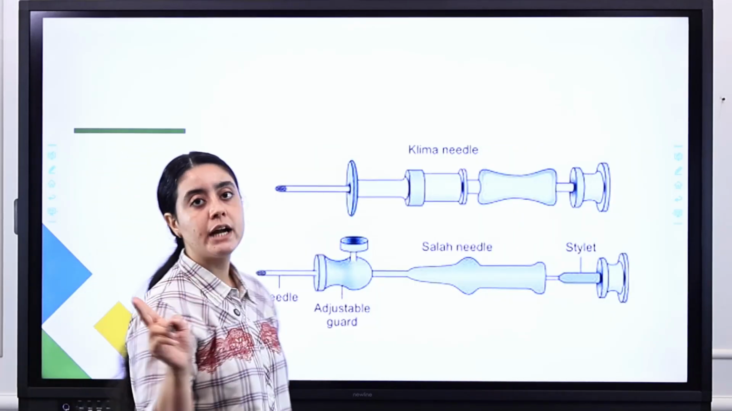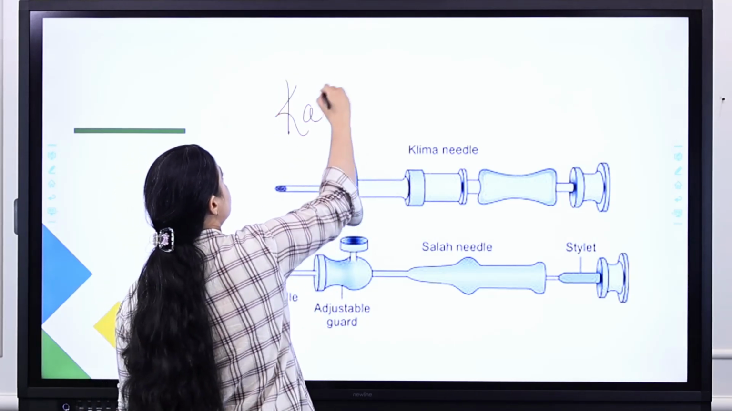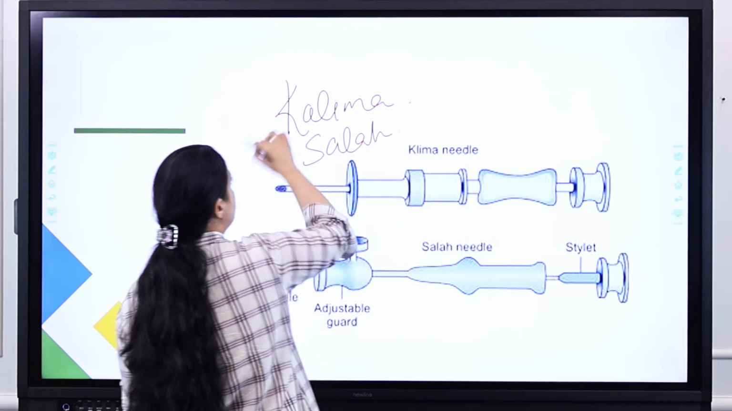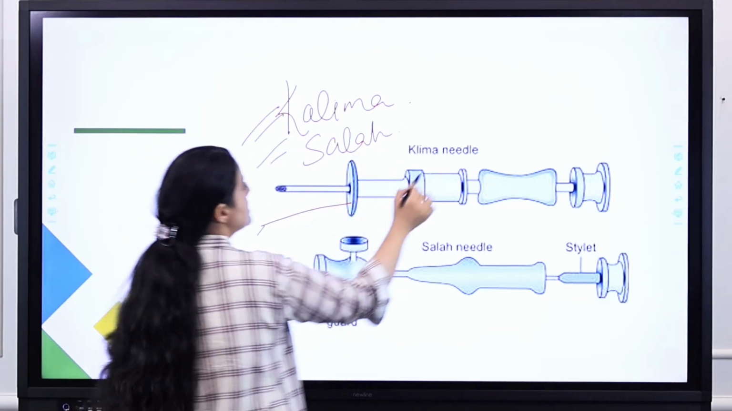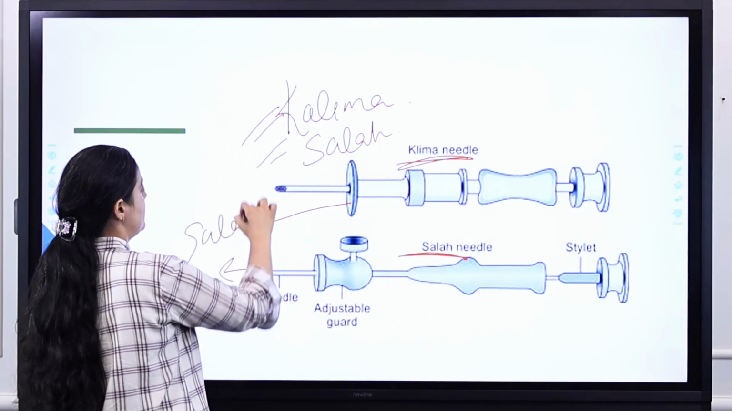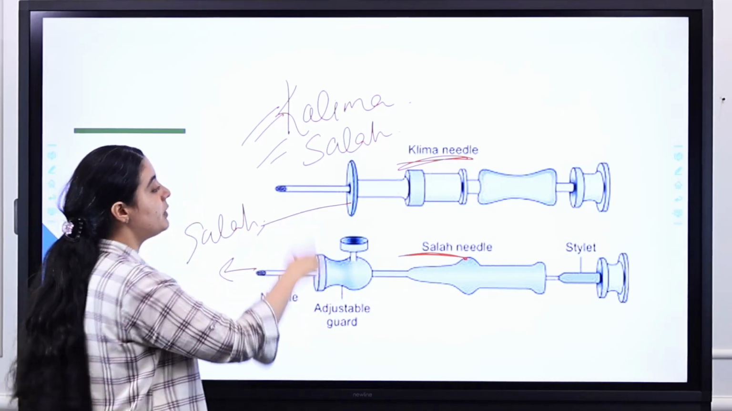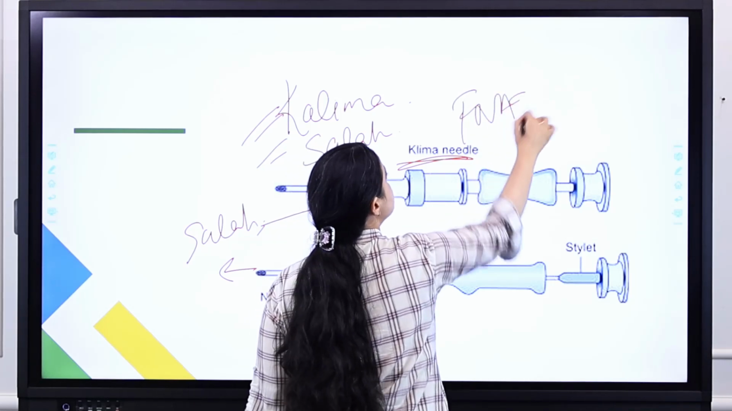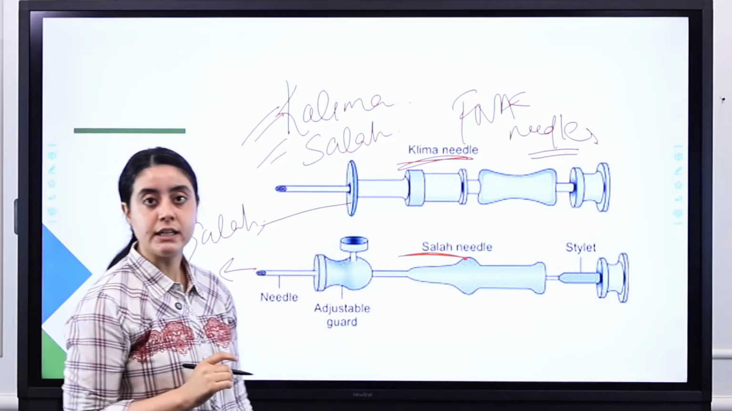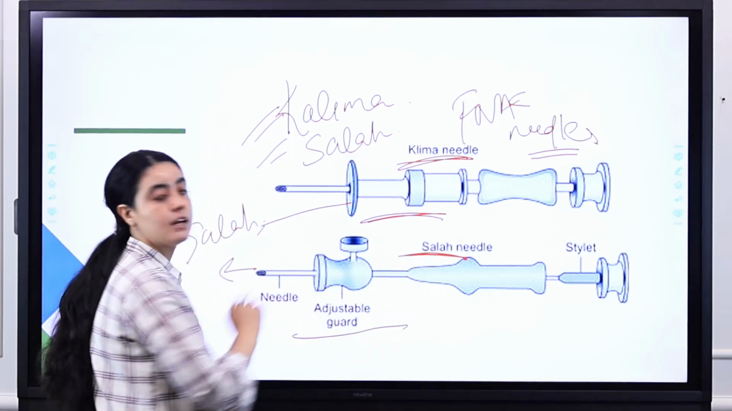So we have two main types of needles used in FNAC. The first is the Kallima needle and the second is the Salah needle. So this is our Kallima needle and the second one is our Salah needle. These are the two types of FNAC needles which are used for this technique.